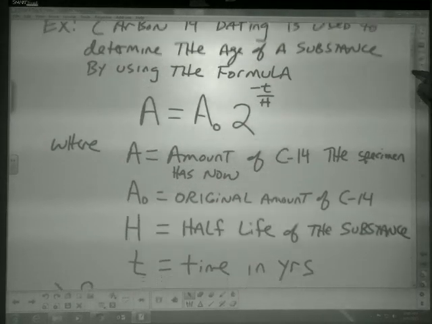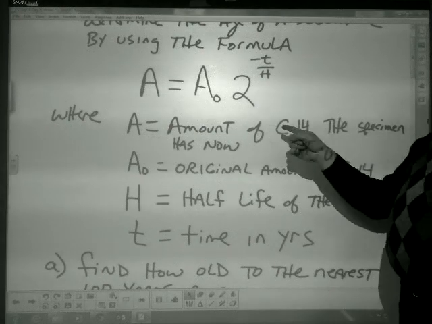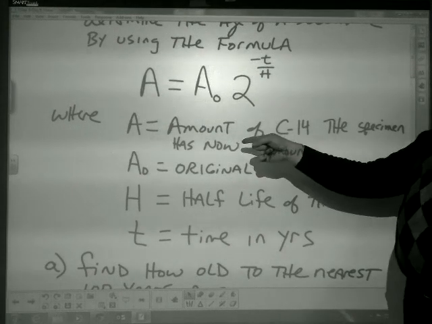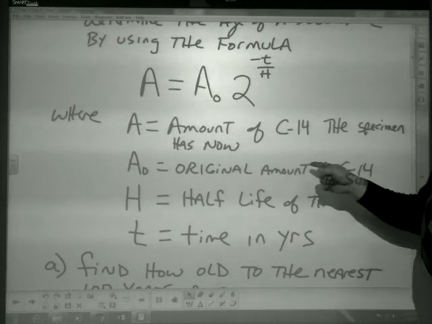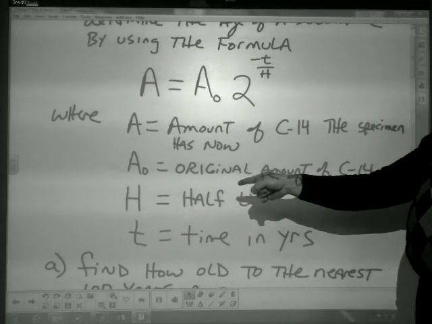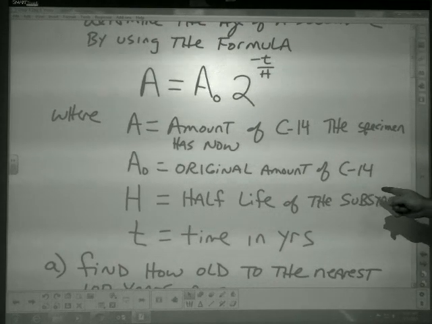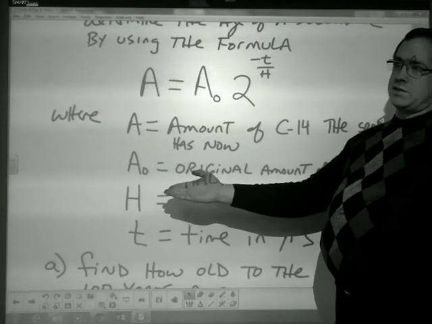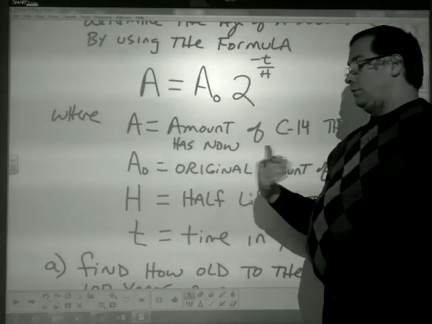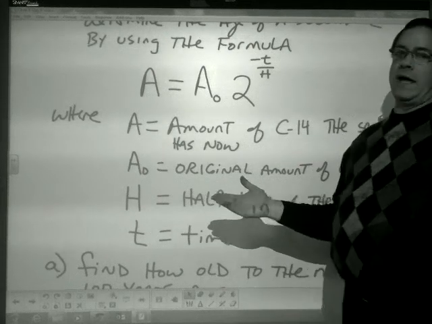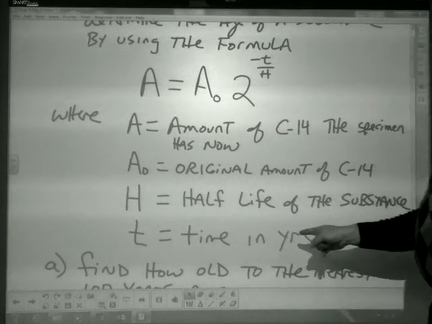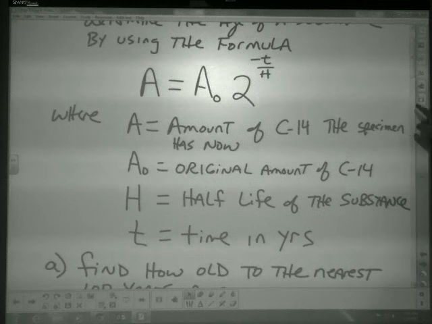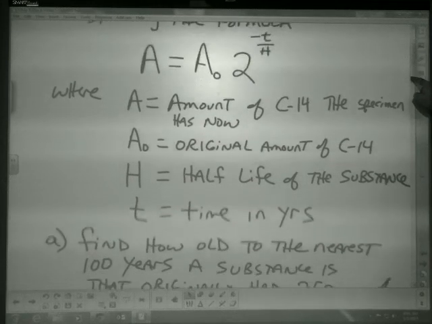And then they define the pieces, where A is the amount of carbon-14 the specimen has now, A sub 0 is the original amount, H is the half-life. Half-life is given usually from some chart. If you're in this class, they will tell you what the half-life is. And T is the time in years. All right? So question A.